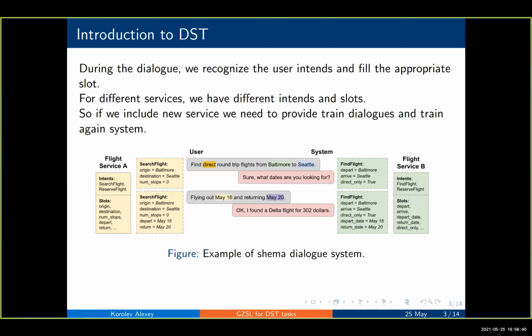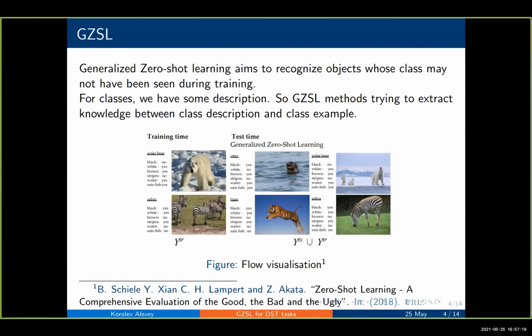So for different services, we have different sets of intents and sets of slots. If we want to extend our system, for example, to include new services, we need to provide new training dialogues with these new services and retrain our system again. And it is quite hard and takes a lot of time and a lot of computational resources. So a good method to handle this situation is zero-shot learning.